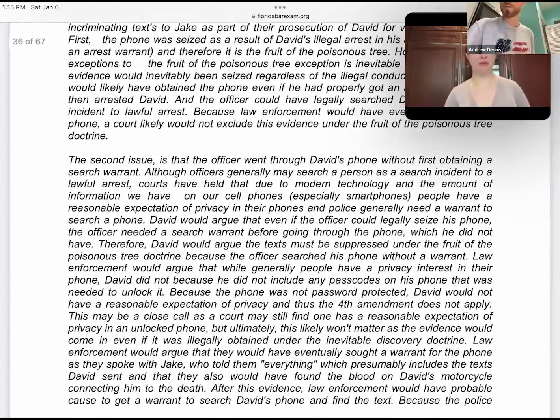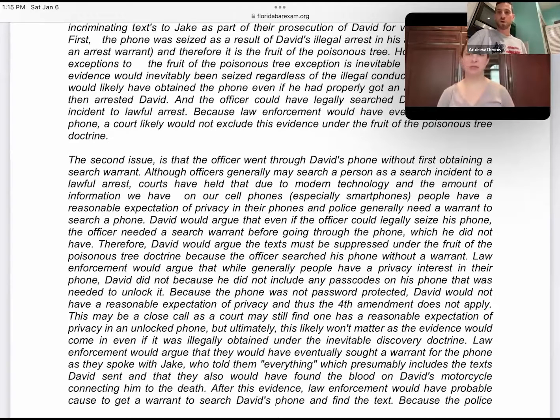The second issue is that he went through the phone without first obtaining a search warrant. Although officers generally may search a person as a search incident to a lawful arrest, courts have held that due to modern technology and the amount of information we have on our cell phones, especially smartphones, people have a reasonable expectation of privacy in their phones, and police generally need a warrant to search a phone. Dave would argue that even if the officer could legally seize his phone, he needed a warrant before going through his phone, right? You could seize it, but you can't go through it. Therefore, David would argue the text must be suppressed on the fruit of the poisonous tree doctrine because the officer searched his phone without a warrant.